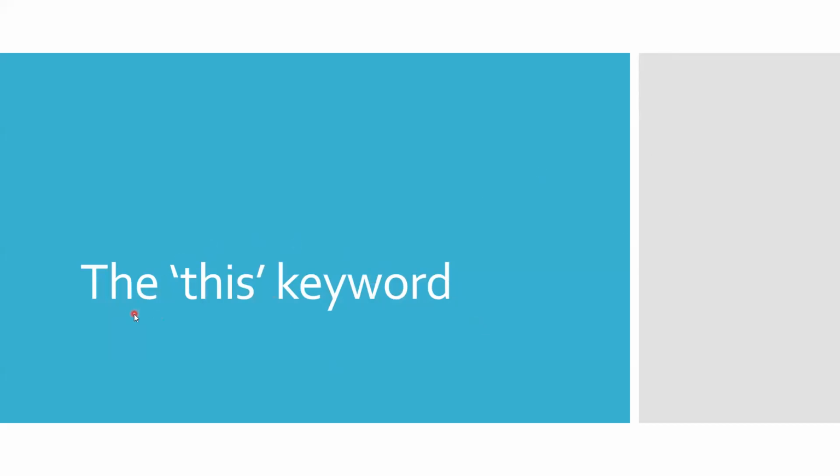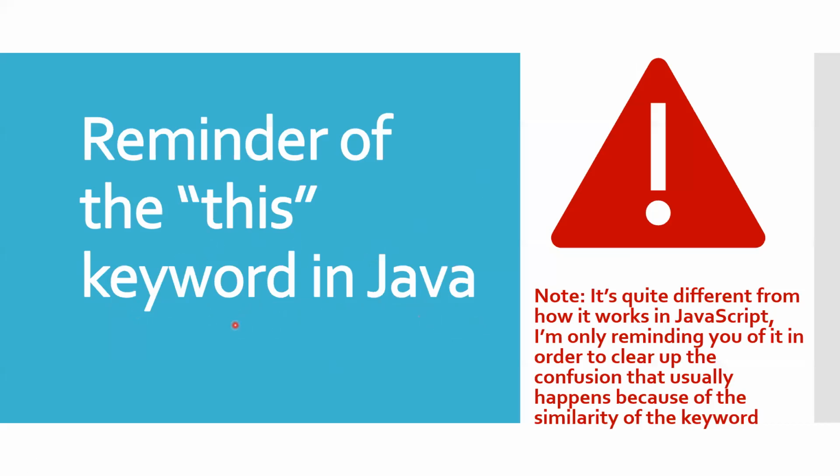Now, this is about the this keyword in JavaScript. It might be very confusing because in Java there is a similar keyword called this, and it's used in similar situations. But the way it works in JavaScript is not exactly the same as in Java, so it causes some confusion.